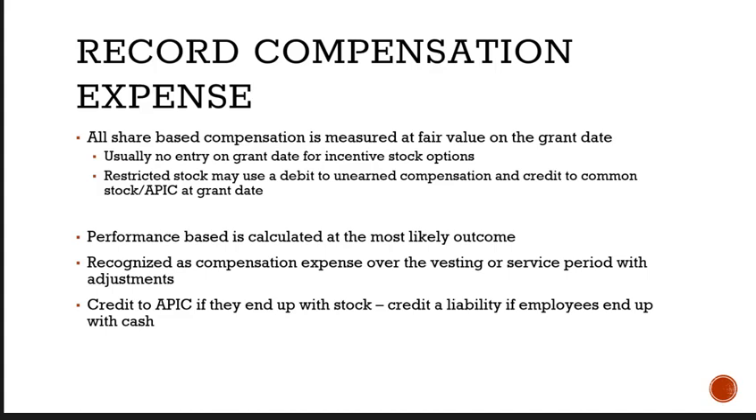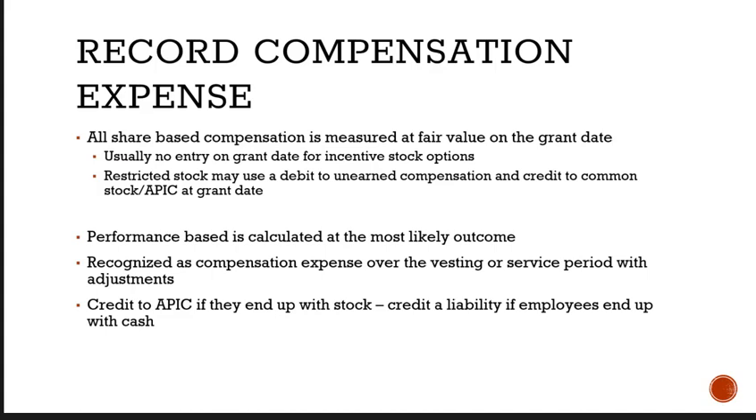So usually you're not going to have an entry on the grant date, especially for incentive stock options, because all you've done is agree to do something. Nothing has actually changed hands yet. None of it is earned. None of it is vested. Under restricted stock, sometimes at the beginning of the agreement there is a journal entry, but it's not very important, in the sense that all it does is debit unearned compensation, which is part of equity, and credit common stock, which is part of equity. So nothing in equity changes on the date of grant or when the agreement starts.